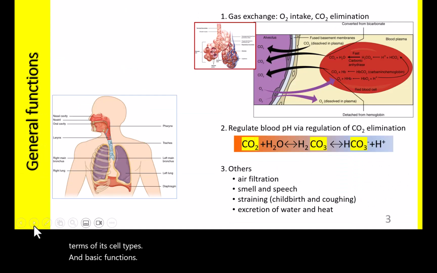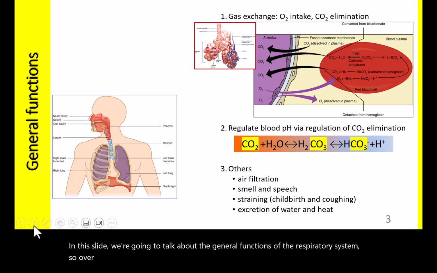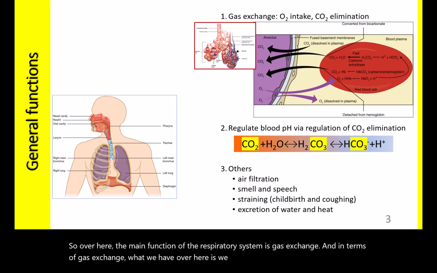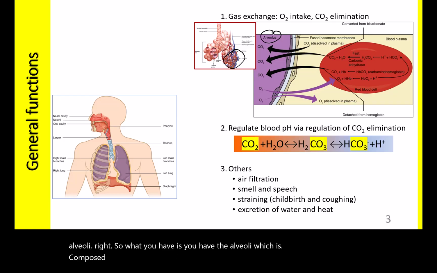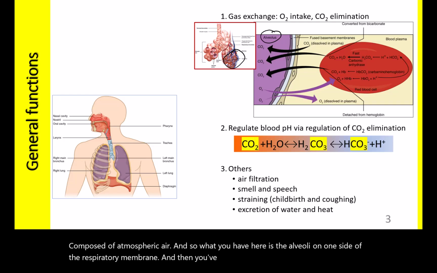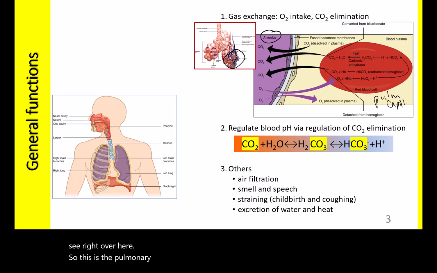In this slide, we're going to talk about the general functions of the respiratory system. The main function of the respiratory system is gas exchange. Here we have a depiction of what goes on in the alveoli. The alveoli contain atmospheric air, and on the other side of the respiratory membrane you've got the pulmonary capillaries, where you can see red blood cells right over here.